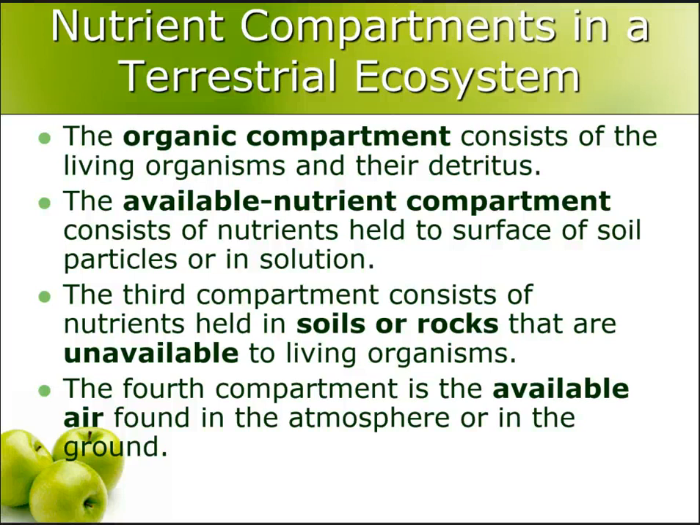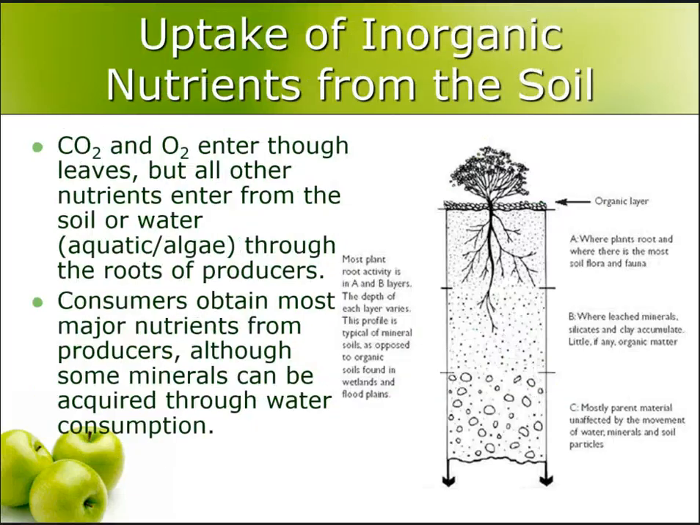And then the third compartment on the list is a compartment we're really not going to talk about very much at all because it's not very helpful. These are all the nutrients that are locked up in soil or rock, and organisms just can't get to those, right? So when we talk about uptake of inorganic nutrients, most of this is going to occur through the soil. The majority of these things are coming in through the soil. Now, CO2 and O2 will enter through the leaves of plants, but everything else is going to come in through the soil or water, right? If you're talking about something that's aquatic, it's going to come in through the roots in the water, okay?